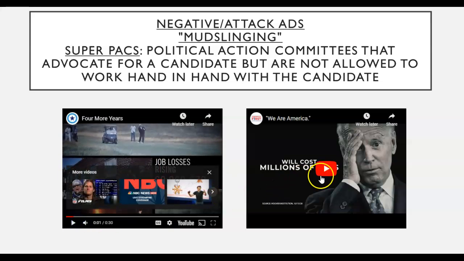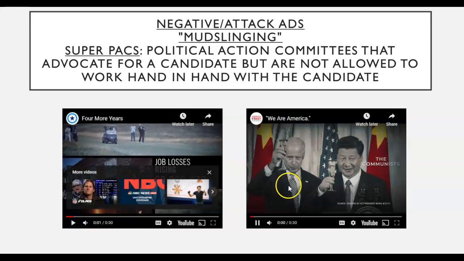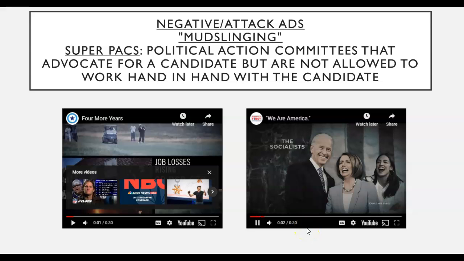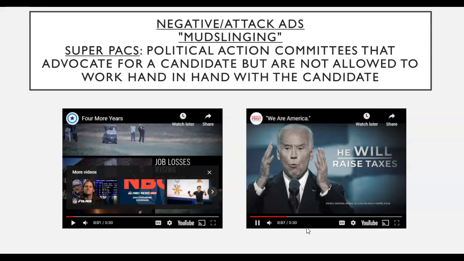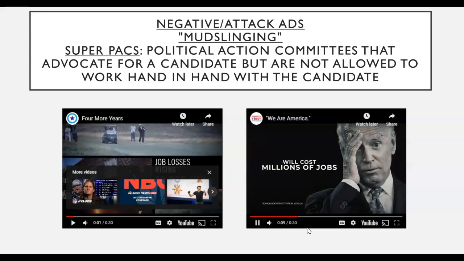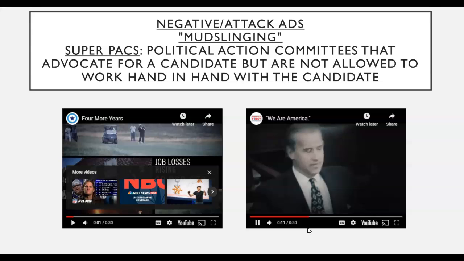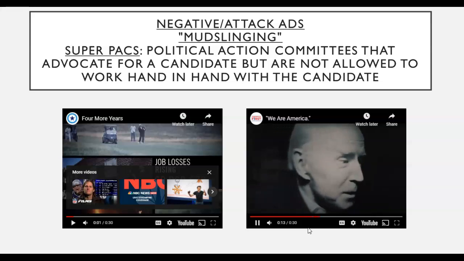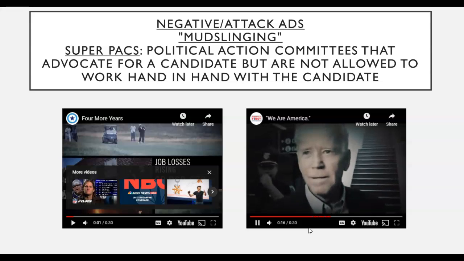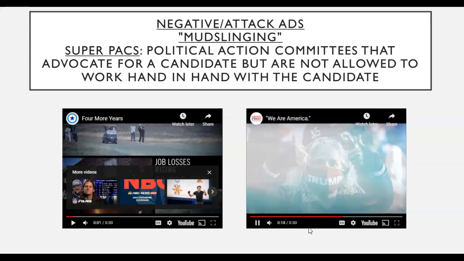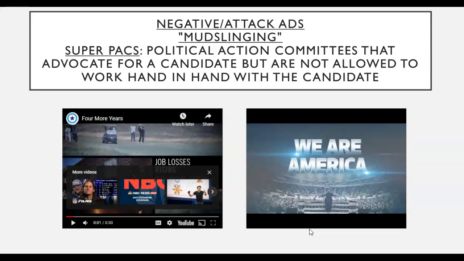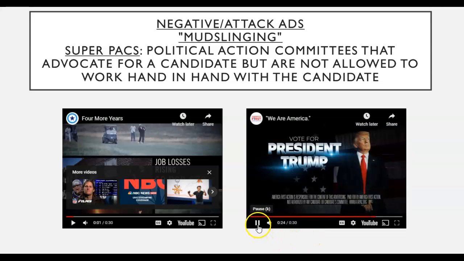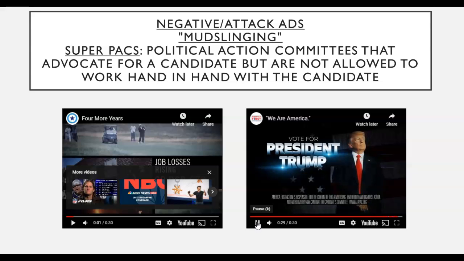He coddled the communists, sided with socialists. Now, Joe Biden is lying. He will raise taxes on the middle class, and his liberal agenda will cost millions of jobs. Because he's a career politician, past his prime, too weak to rebuild our nation. But we won't let him. We will build a better future, with courage, with strength, because we are America, and Donald Trump is our president. America First Action is responsible for the content of this advertising.